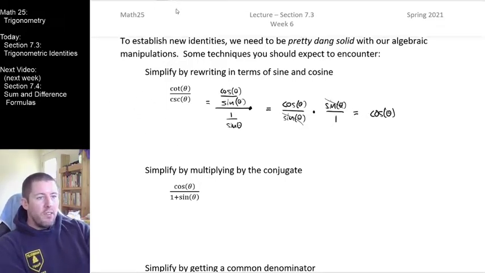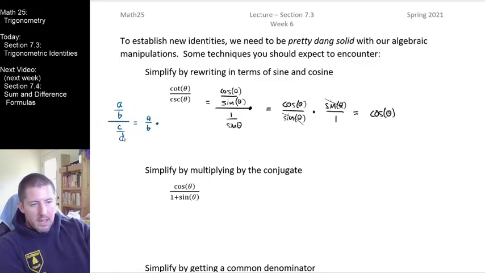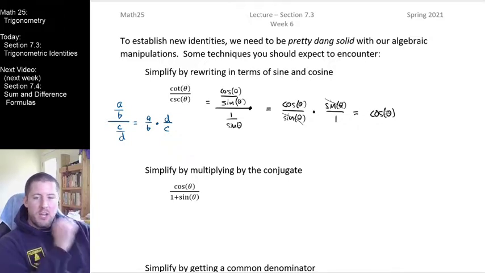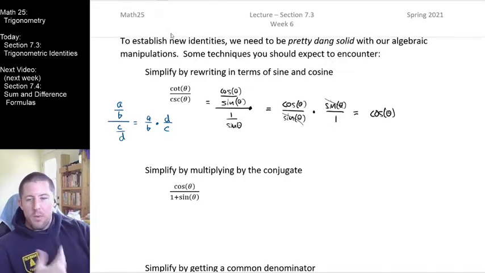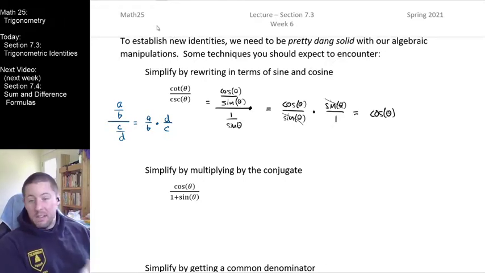And let me state in general our algebraic rule that goes with this. Whenever we have fractions within fractions, like a over b over c over d, we can keep the numerator the same, a over b, change the division sign to a multiplication sign, and flip the denominator. So this becomes d over c, right? That's the algebra rule we needed to know in order to greatly simplify this. And again, I hope you see the benefit. I would way rather work with the expression cosine of theta than the expression cotangent theta divided by cosecant of theta. So we want to be able to bridge the gap between the two. A little bit of algebra is required.